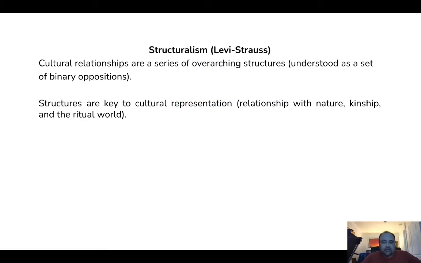Contextual geometric structures are rooted in structuralism. This is both the Levi-Strauss version of structuralism and post-structuralism, which came after. In structuralism, cultural relationships are represented as a series of overarching structures, and these are understood as a set of binary oppositions, like hot and cold, right and left, and so forth. These structures are the key to cultural representation, and so this denotes our relationship with nature, kinship, and the ritual world.